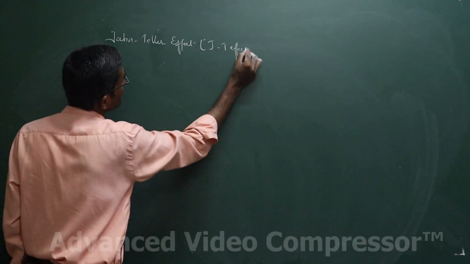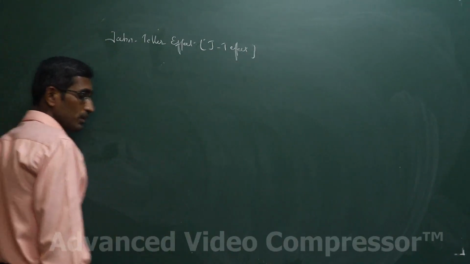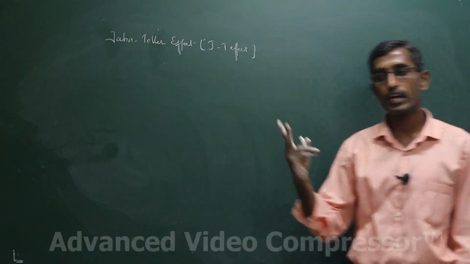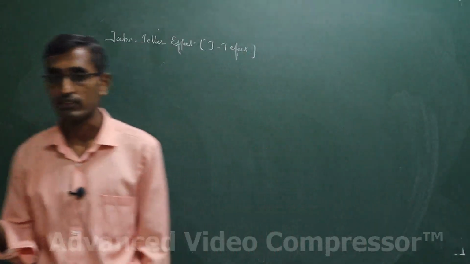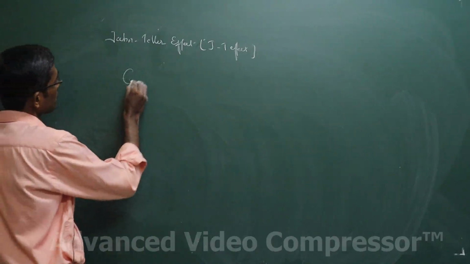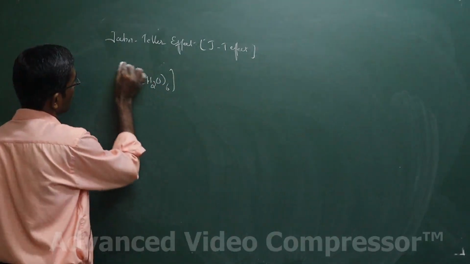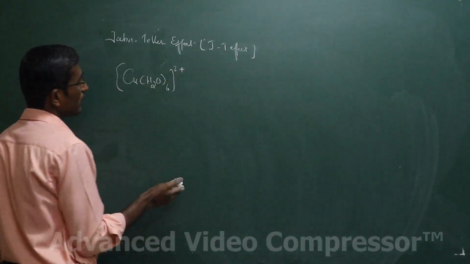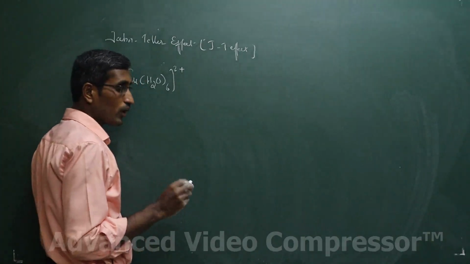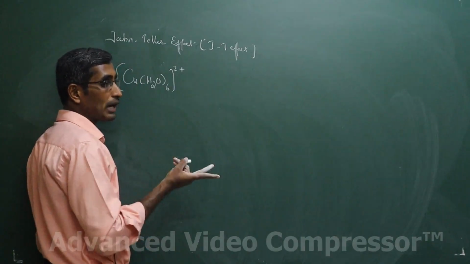So they may ask you which of the following complexes shows the Jahn-Teller effect, or else they may give a few complexes and ask you to predict which of the following complexes will have two different sized lengths. Two different bond lengths will be there. For example, they may give Cu(H2O)6 2+, and ask whether the Jahn-Teller effect is possible or not, or which of the following complexes will have two different bond lengths.